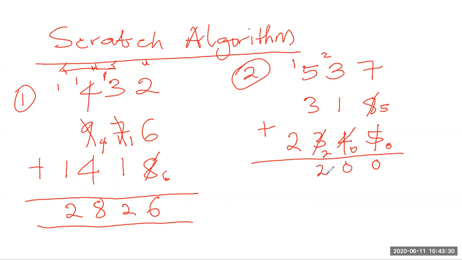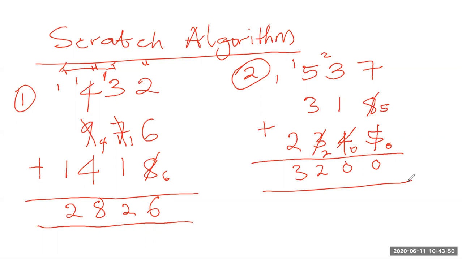Now we have a single cross on this column, right? So we bring that 1 up here, and then 1 plus 3 gives us 3. So we have 3,200, and we have used the scratch algorithm. So this is how you use the scratch algorithm.